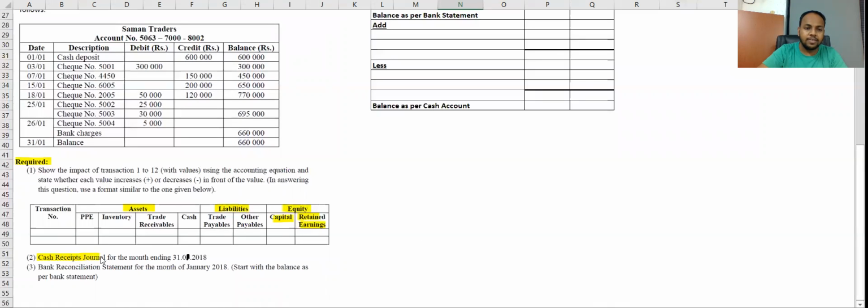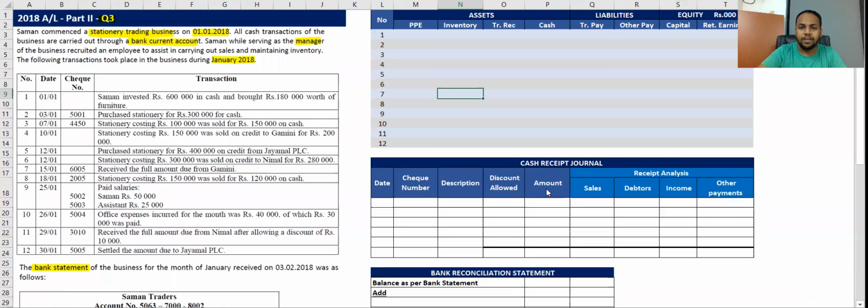Number 2, the cash receipt journal. Only the cash receipt journal and the bank reconciliation statement. Right. So let's start with transaction number 1. So we need to draw the format.